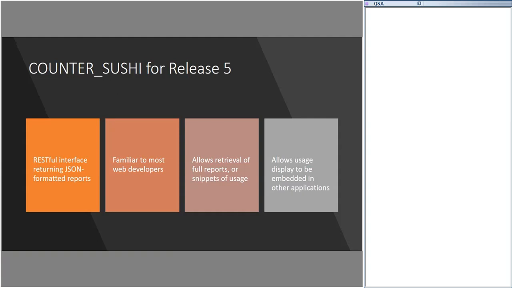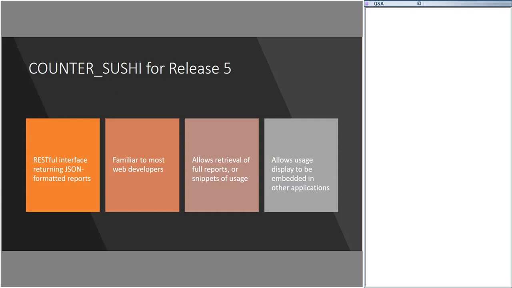And the reason JSON's of interest is that most modern web-based languages use that natively, and so they can basically handle those objects almost automatically. Familiar to most web developers, how to use these services. You know, we start hearing a lot about web services and microservices. This is making COUNTER and SUSHI just part of that environment. So it's kind of cool.